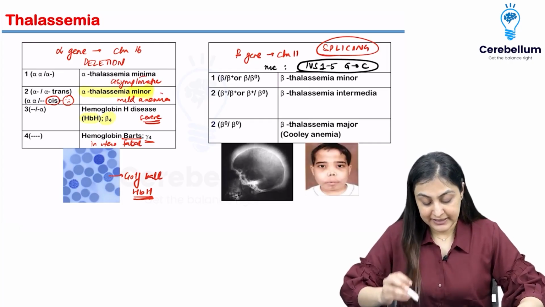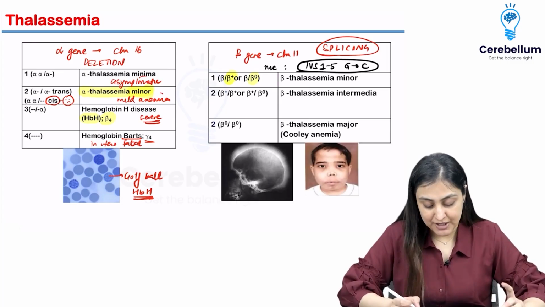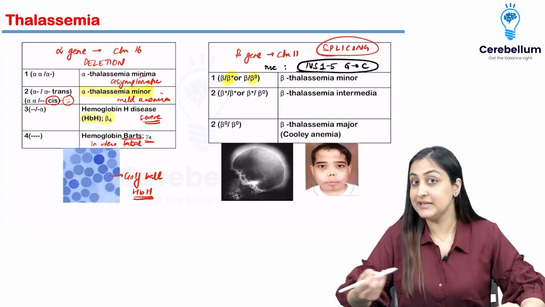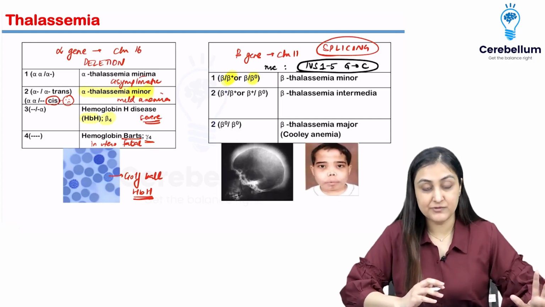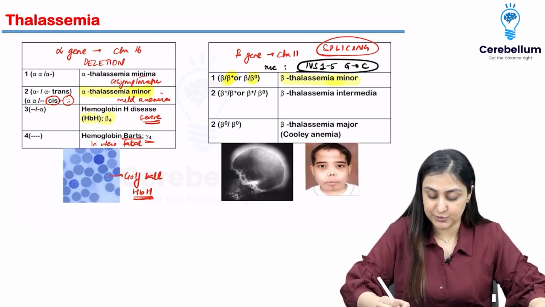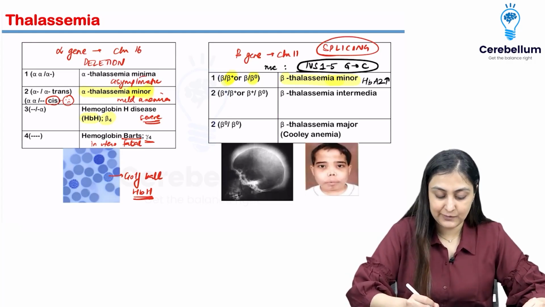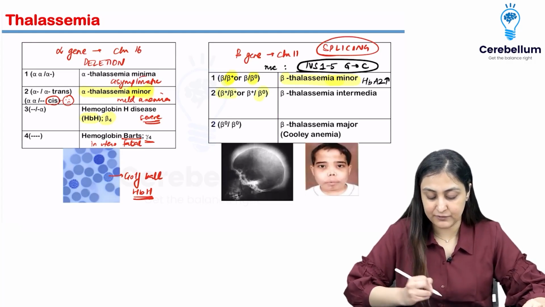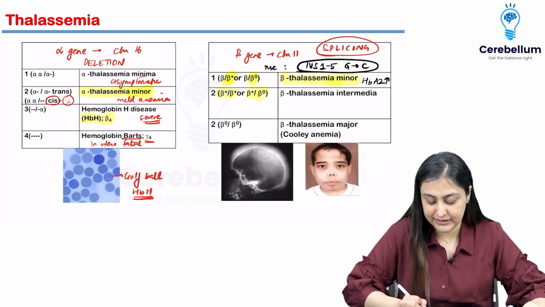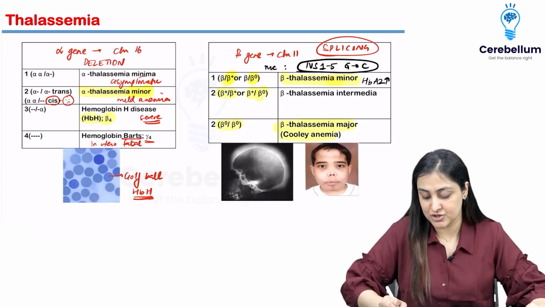Now here there are only 2 alleles. So here you either have beta plus, where you have partially formed beta chain, or there's complete deletion. So when you have one which is intact, that's beta thalassemia minor. We already know what to do here. There's going to be HbA2 which is raised. On the other hand, when you have both defective, or one completely absent and one defective, or both completely deleted, that is your beta thal major.